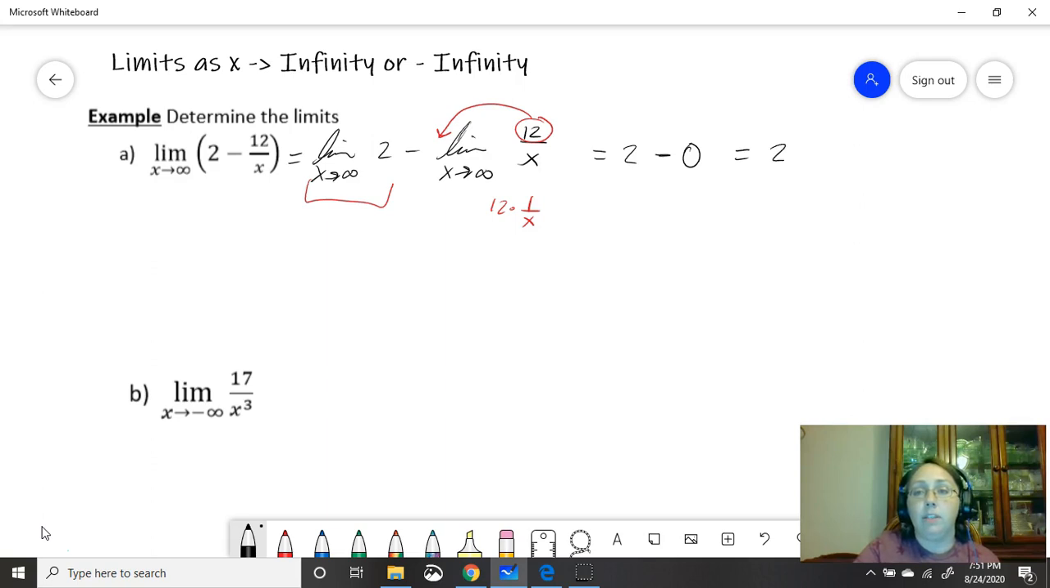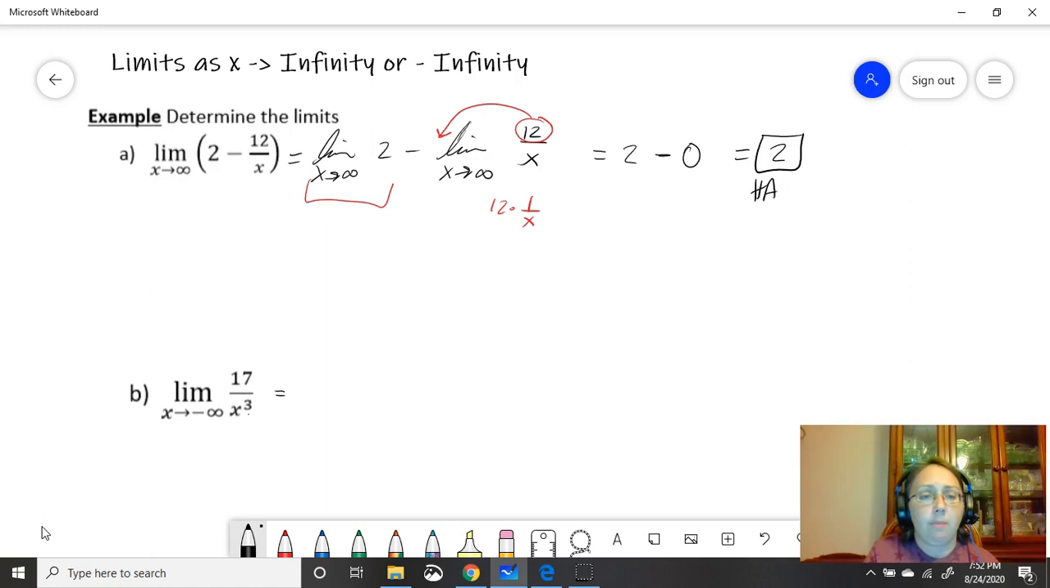So once you've taken your limits, then you just work it out. 2 minus 0 is 2. This would be the horizontal asymptote, or the limit as x goes to positive infinity for this function. Let's try another one. So in this case, we have x going to negative infinity. The same basic rules apply to both. It's just the directionality that we're coming from is a little bit different. But you're still going to go to 0 if you have a finite number divided by x.